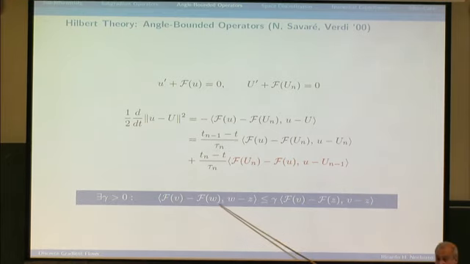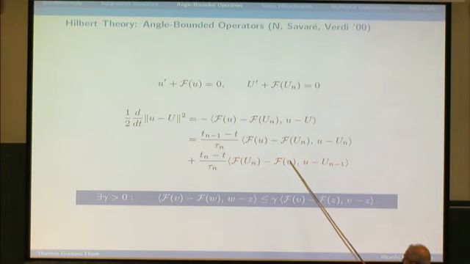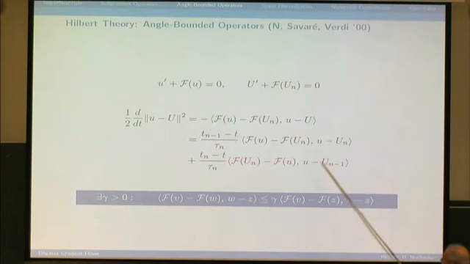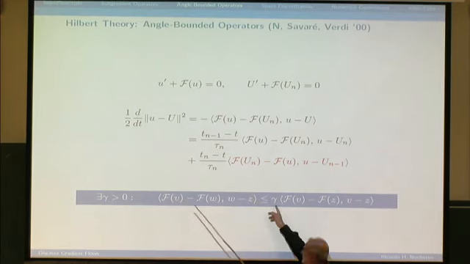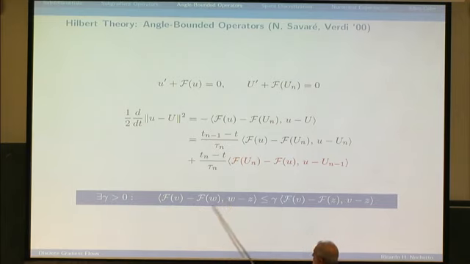And here is the assumption. If you have this, the operator is called angle bounded. You see the Un takes the place of v, the u takes the place of w, and the z is the Un. And you want this quantity to be controlled by a parameter gamma bigger than 0 times the difference of f's, with the arguments only v and z. So the middle argument goes away. Okay? This idea goes back to Brezis.